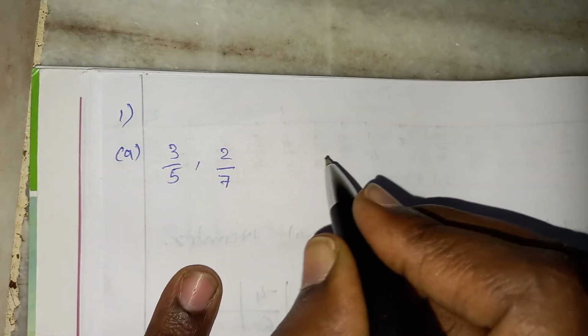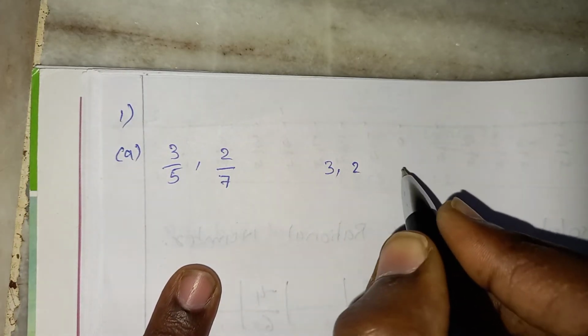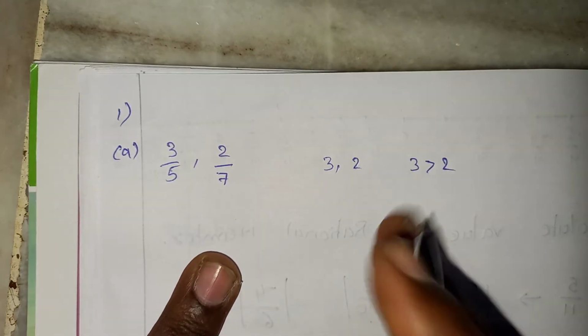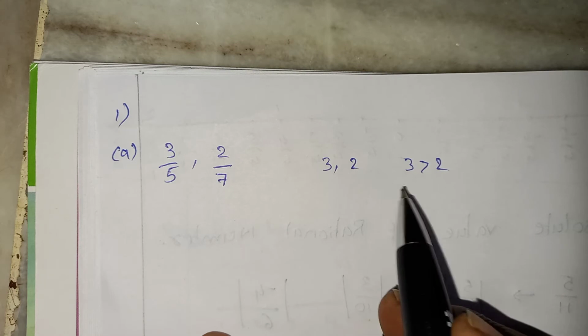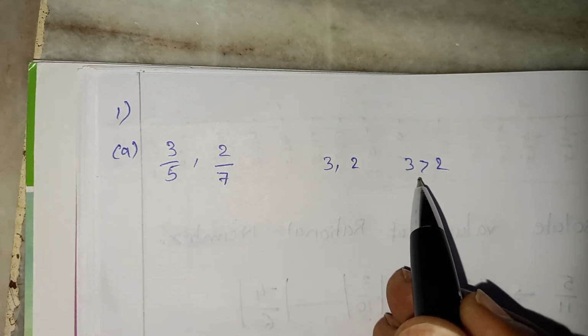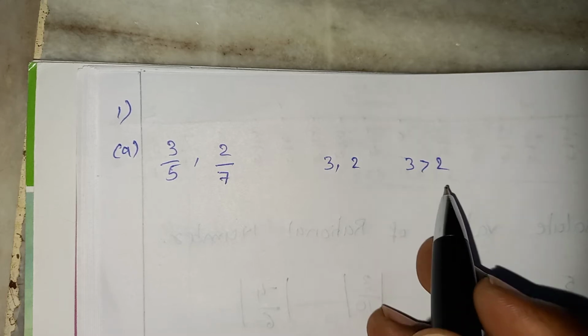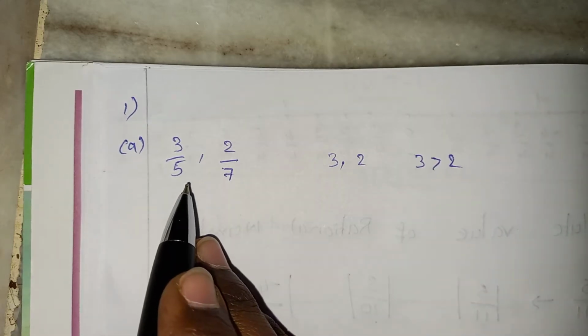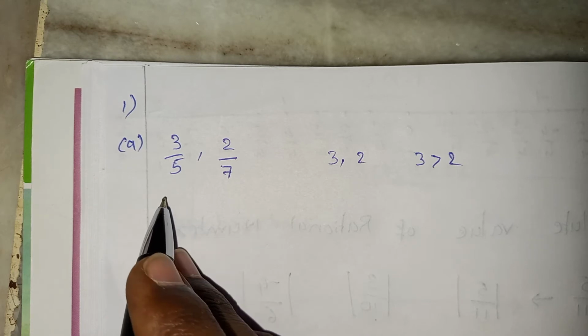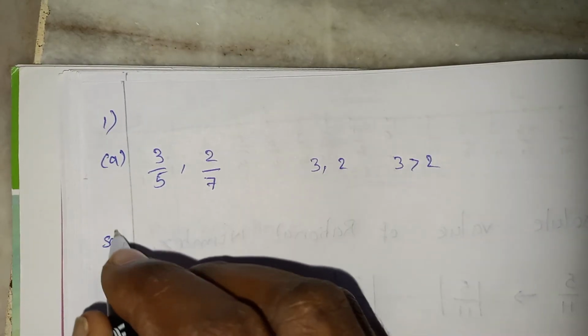If they asked which is greater, 3 comma 2, we can easily write 3 is greater than 2. Right? But don't copy this, okay? I'm just explaining for your understanding purpose. We can easily write 3 is the bigger number than 2. But if they gave it in the rational number format, how can we identify? There is a solution for this.